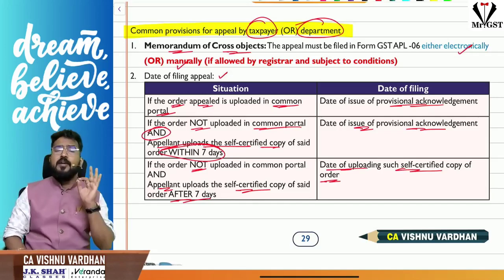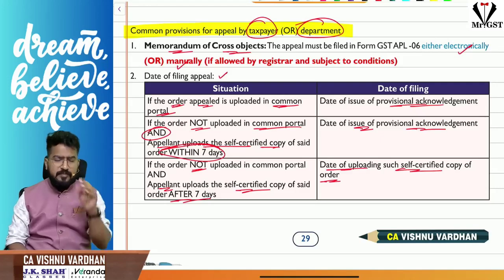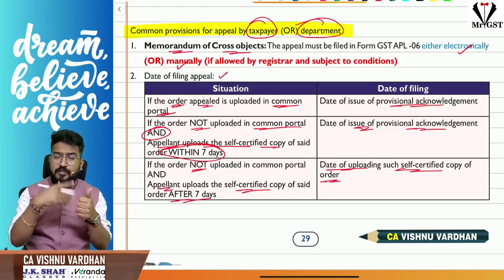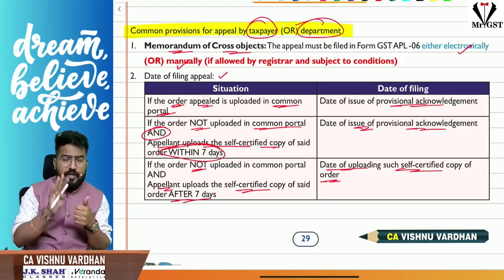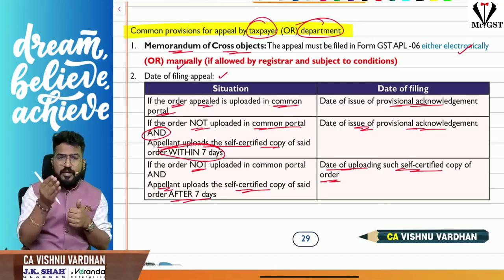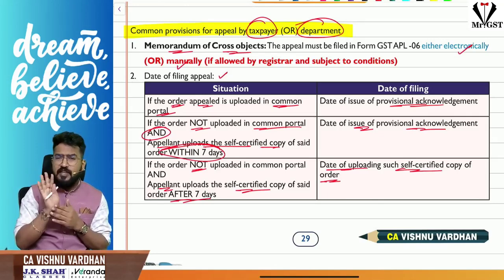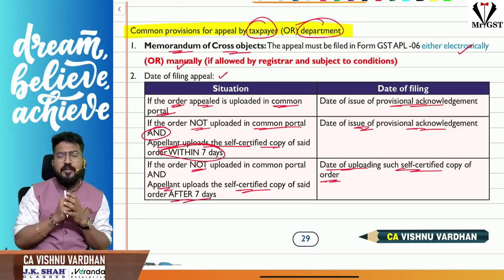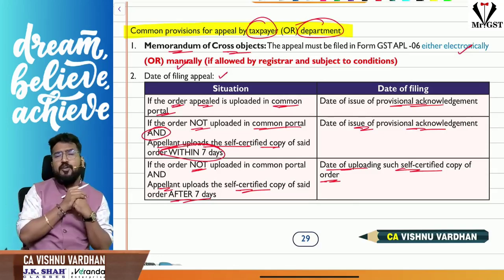I repeat, with respect to the date of filing the appeal, when can I say that the appeal has been filed? This is common for both the taxpayer as well as the department filing the appeal. So the point is, sir, if the appeal you are filing is against an order that is already uploaded in the portal, then you will get provisional acknowledgement after filing the appeal. That itself will be treated as the date of filing the appeal. And if the order is not uploaded in the common portal yet?